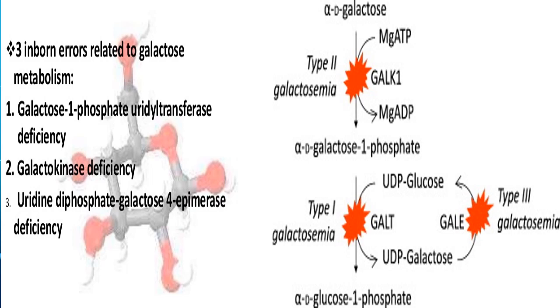So there are basically three types of galactosemia, 1, 2 and 3. Type 1 galactosemia is the most common and it is because of deficiency of the GALT enzyme, galactose 1-phosphate uridyl transferase. The second one is because of galactokinase. The third type is because of epimerase enzyme deficiency.